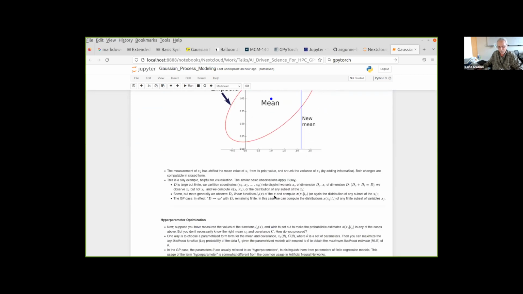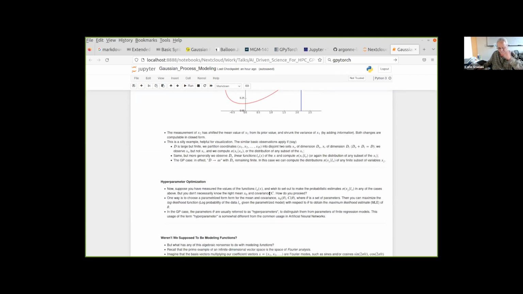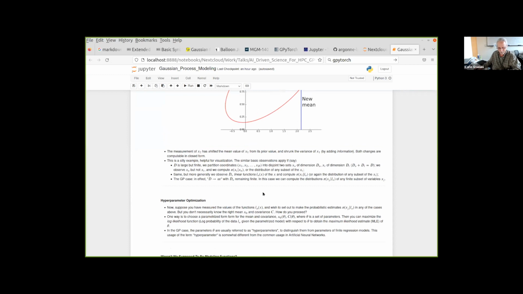And you might ask, well, where did those come from? I just pulled them out of the air, but who gave them to me? Where do I get them? Well, suppose that I've measured some of these linear functions of x, and I wish to set out to make some probabilistic estimates of some variables.